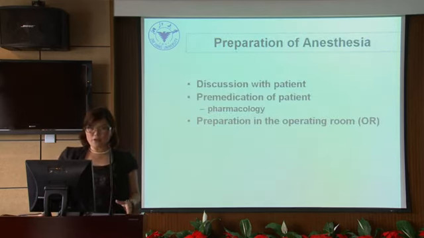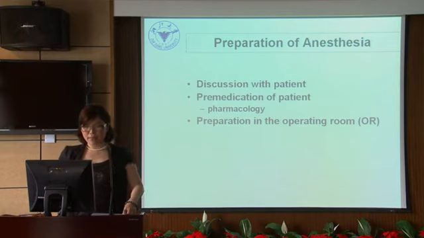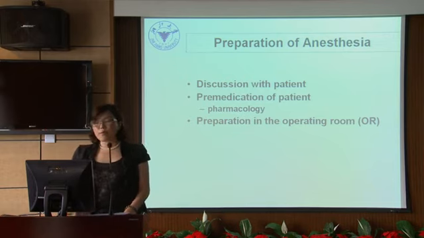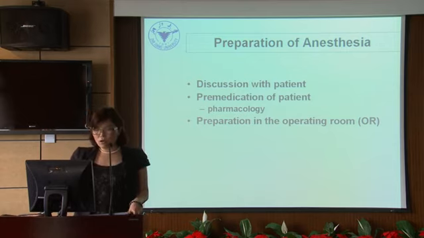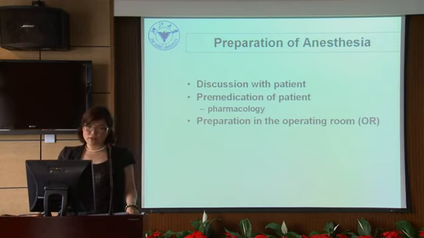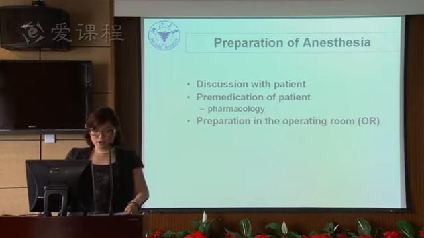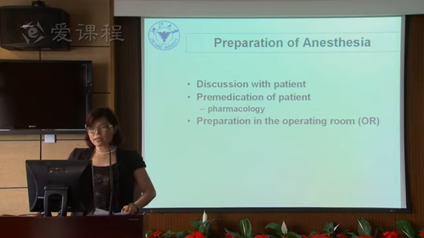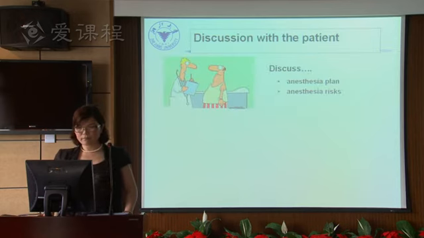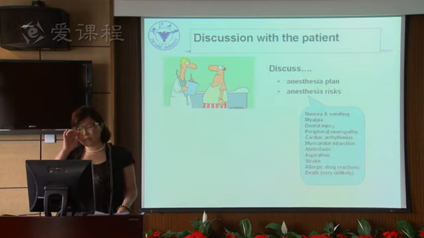This is the evaluation of the patient in the pre-operative stage. And next we talk about preparation for anesthesia. When we do the preparation for anesthesia, we should discuss with the patient, and we should give medication to the patient, and also we should get the consent from the patient. And then, before we give the anesthesia, we should prepare things in the operating theater.